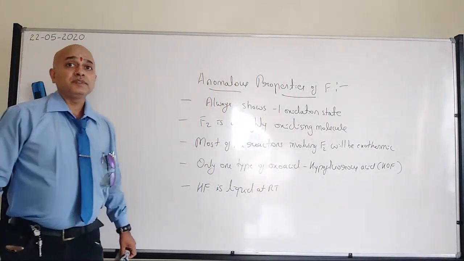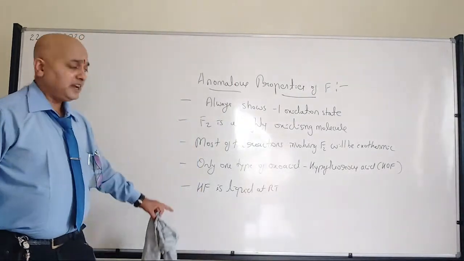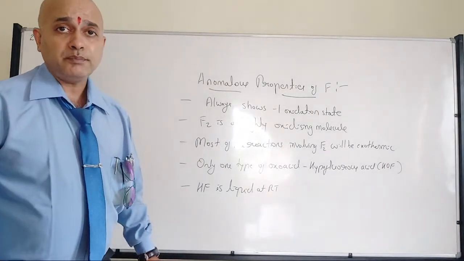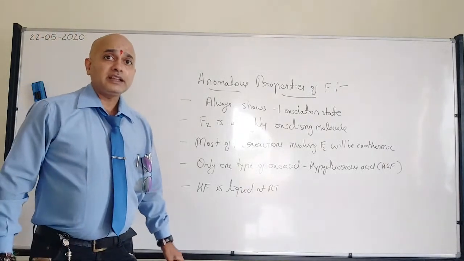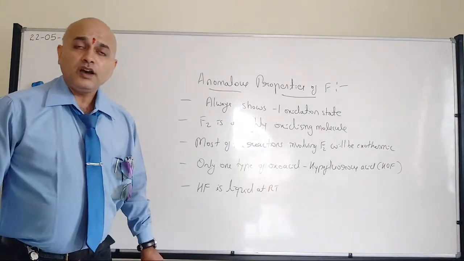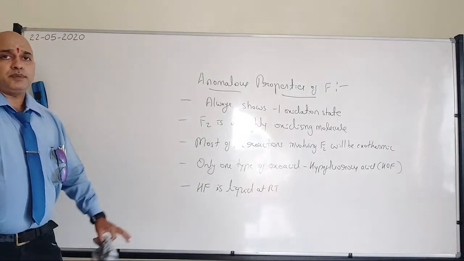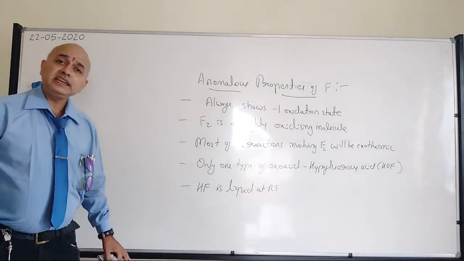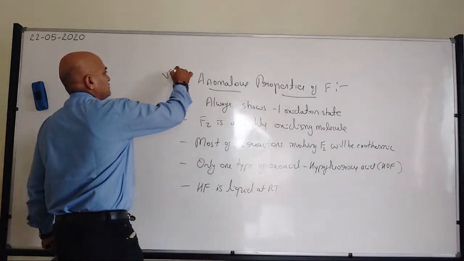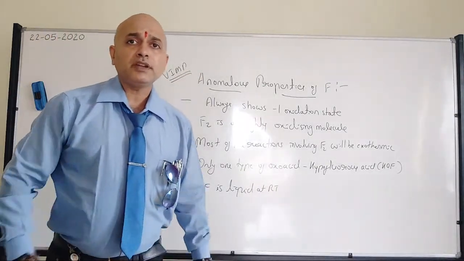What is the reason? Reason is very simple. Due to high dipolarity, they can have the hydrogen bond. So due to that, they will be liquid at room temperature. Intermolecular interaction will be more in hydrogen fluoride solution. All of you have understood? So these are some of the anomalous properties of fluorine. Any doubt? It is also very important. Any of these anomalous properties you can expect.